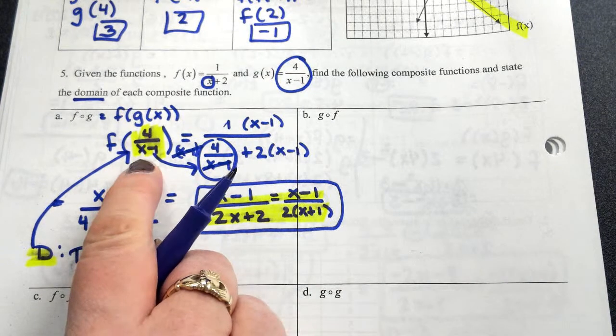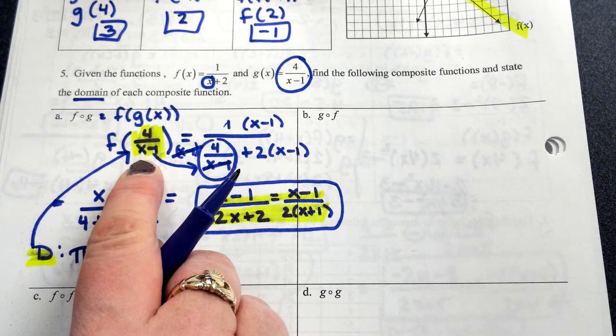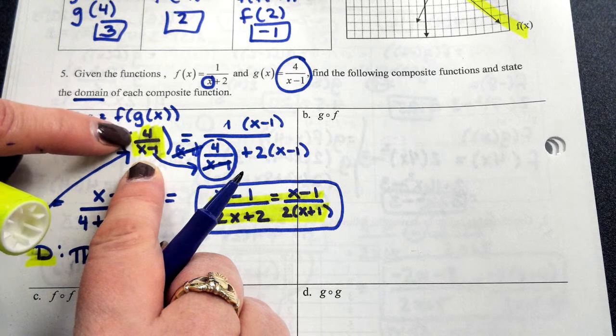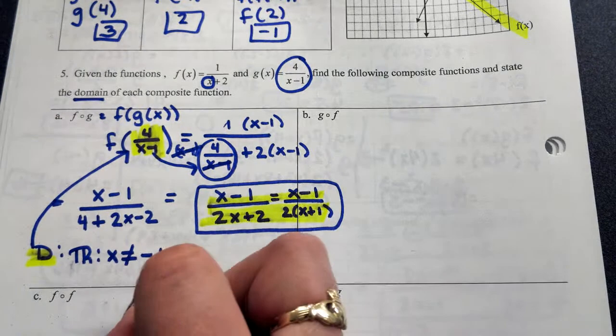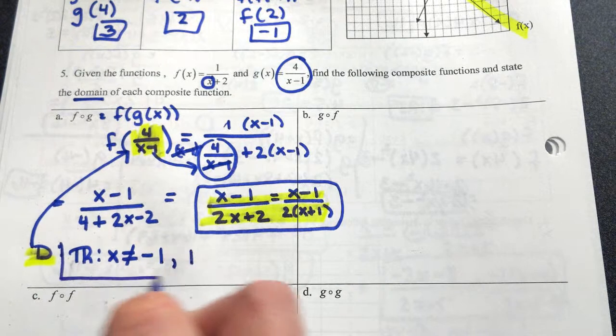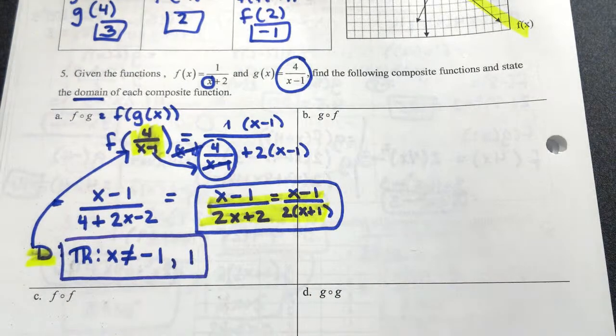Now look at the domain of your input function. What's the domain of 4 over x minus 1? What x value would give you a 0 in the denominator? 1. So the domain is going to be all real numbers except for -1 and 1. You've got to look in those two places when you're talking about domain of composition of functions.